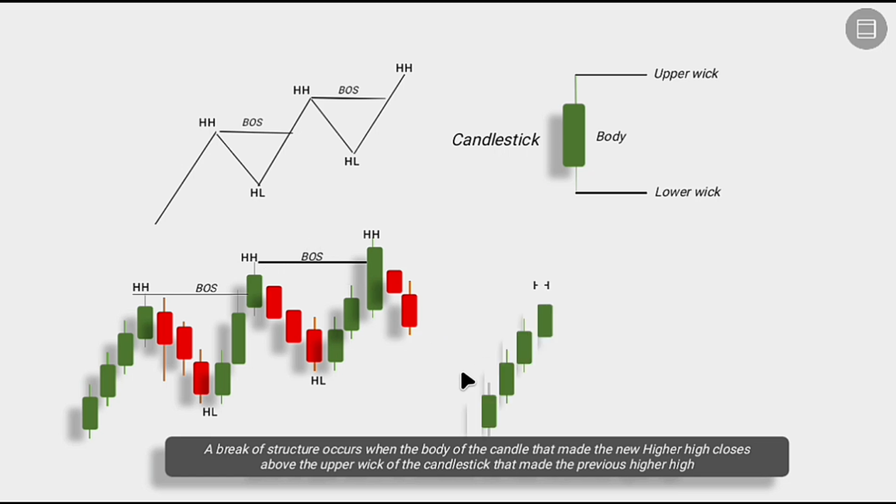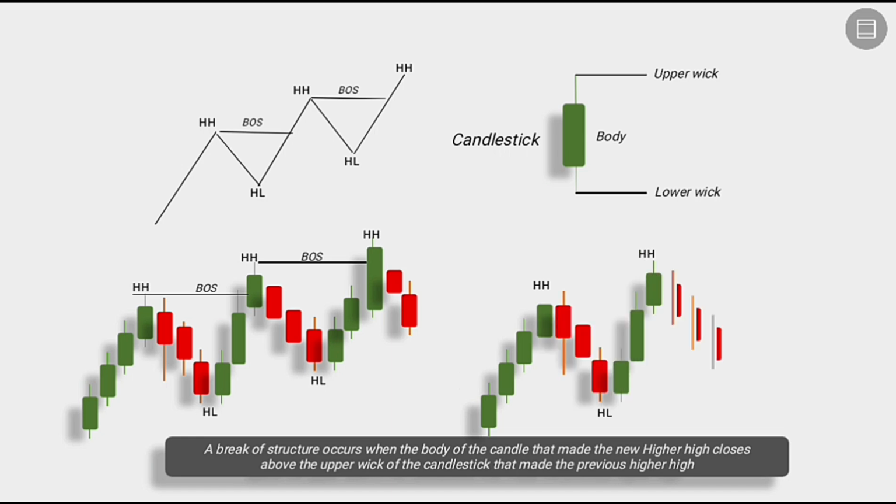So let's take a look at another example: the market making higher high, higher low, higher high, higher low, higher high, higher low. Okay, so let's take a look at it. Now let's confirm this. This is the body of the candle that made the new higher high, and this is the body of the candle that made the old one. Let's watch this. Of course, the break of structure is confirmed.